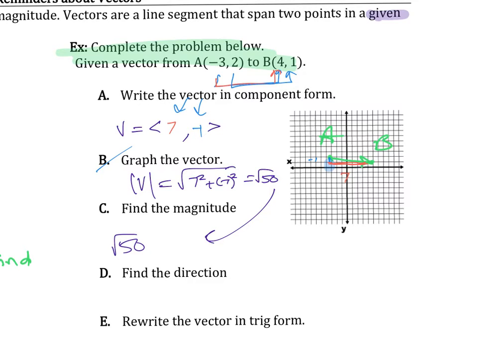Find the direction is going to ask us about theta. So we know that tangent of theta is equal to y over x.